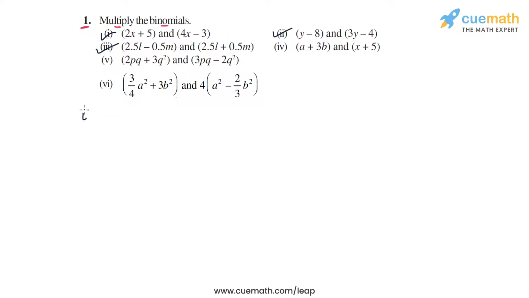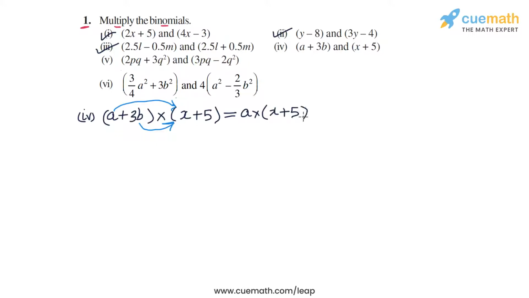Next we come to part 4, in which we have to multiply a plus 3b with the second binomial, x plus 5. Okay, so we will again apply the distributive law. We will multiply a with x plus 5, and we will multiply 3b with x plus 5. So we can expand this as a into x plus 5 plus 3b into x plus 5. This is how we can expand this product.